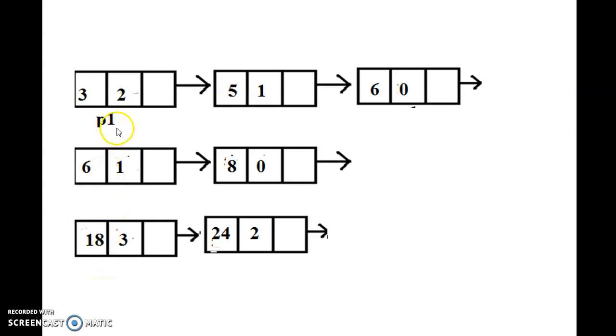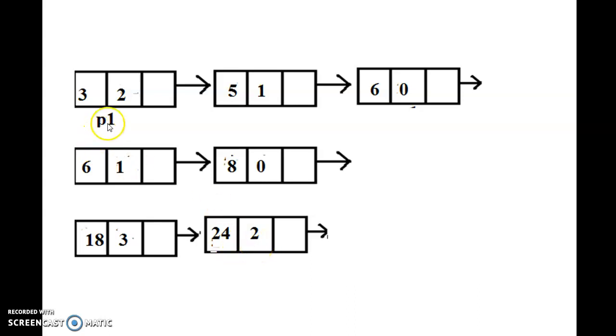At first, the P1 pointer is pointing to the first term, and P2 will be pointing to this one. So 3x square is multiplied with 6x. That means 3 into 6, we get 18, and 2 plus 1, we get 3. That is, the multiplication of 3x square and 6x is 18x cube. Then the pointer P2 is incremented to this 8, 0. So now the P1 pointer is multiplied with the content of the P2 pointer. 3 into 8 we get 24, and 2 plus 0 we get 2, that is 24x square.